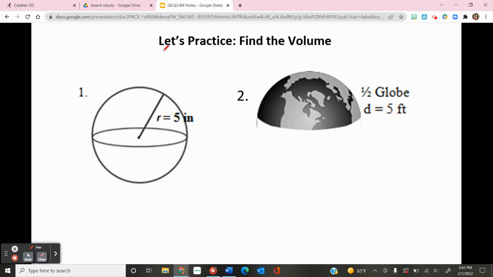So looking here at the bottom, let's practice. We're still going to be finding the volume. So first thing, let's write down the formula. The formula is volume equals 4/3 times pi times radius cubed. Now, literally, the only thing you need to know is the radius. Now, here, this line only goes halfway. So here, my radius equals 5. So we're going to plug that into the formula. So this is 4/3 times pi times my radius, which is 5 cubed.